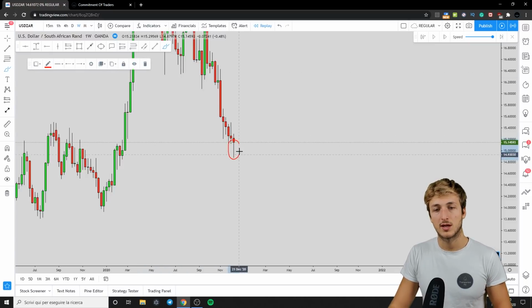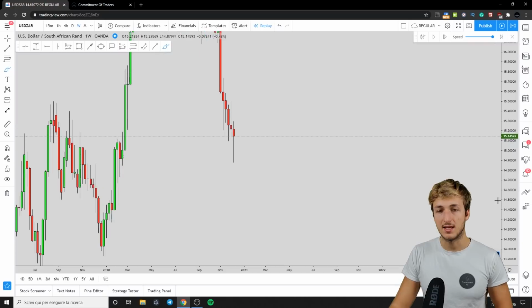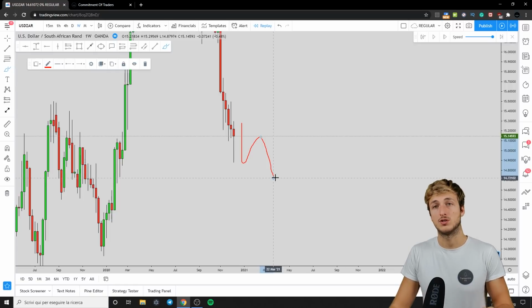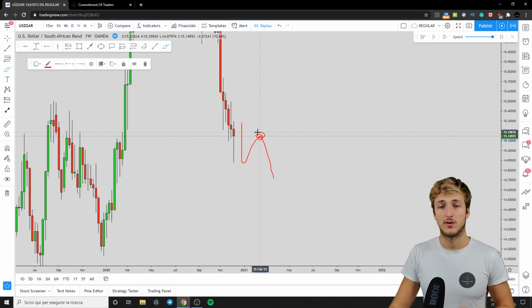Because this wick here is actually the retracement on the daily, meaning that when you have a candle like this on the weekly, on the daily, you will have an impulse and a correction, in which the correction is exactly the wick that you see here. And after the impulse and correction, you expect a continuation to the downside, specifically if here you have a confluence of resistance as we actually have in this case.